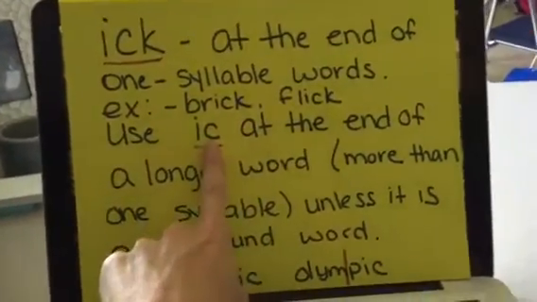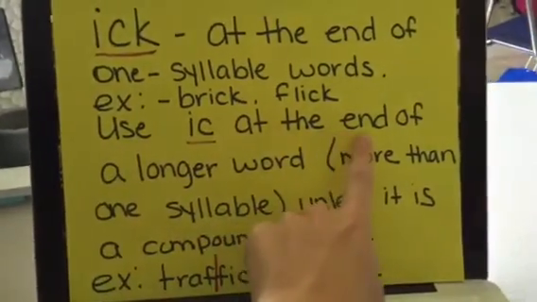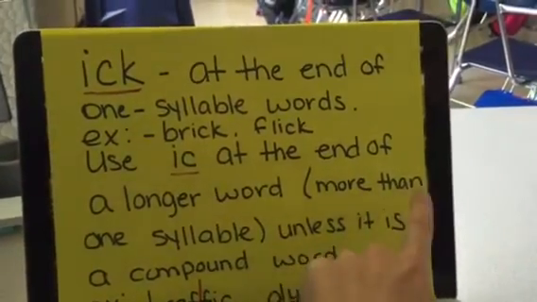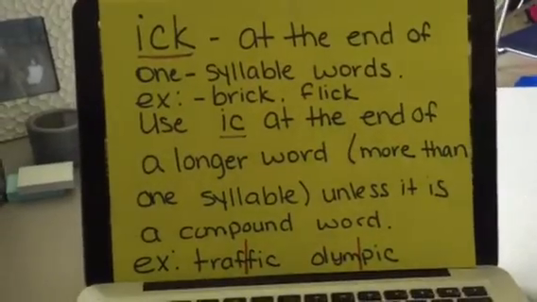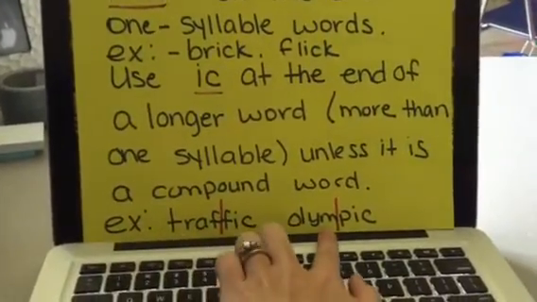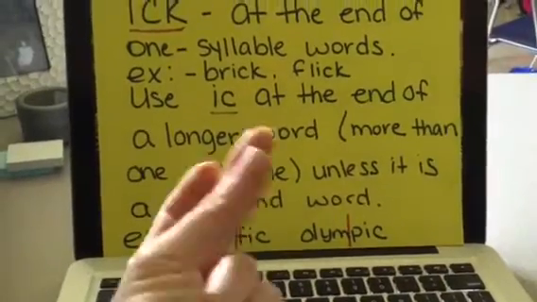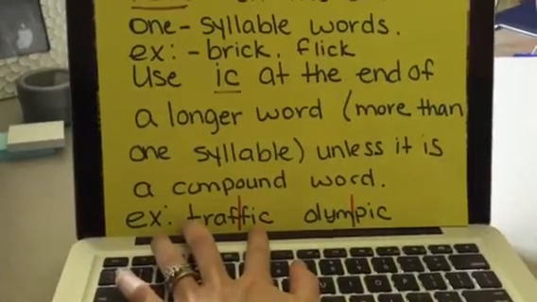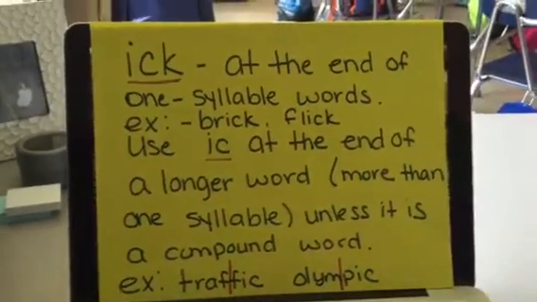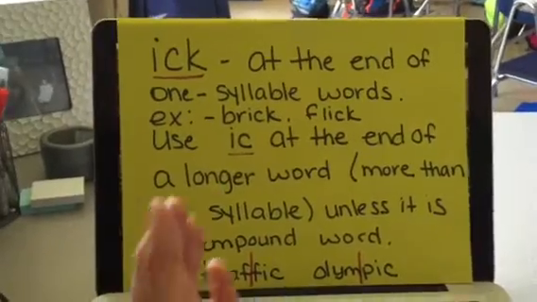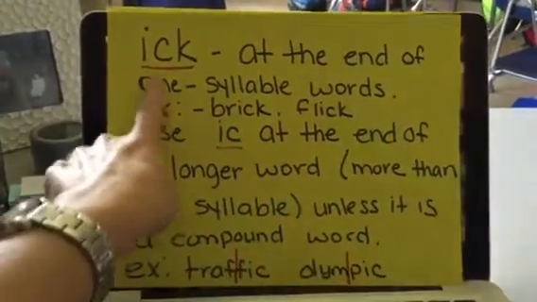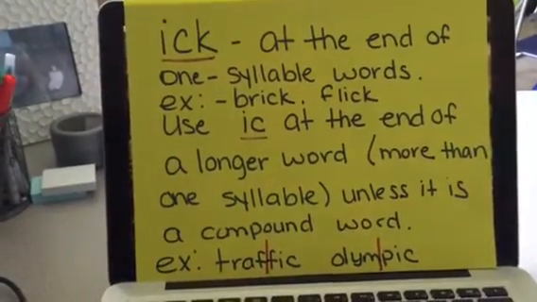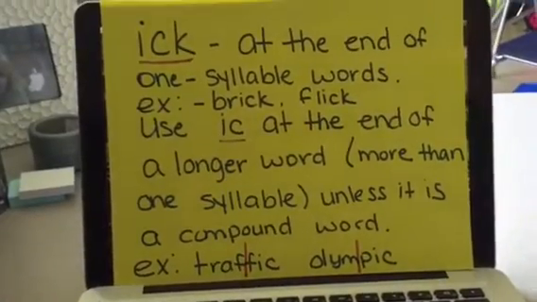I also have this ick rule. I use it at the end of a longer word, when that longer word has more than one syllable. So for instance, the word traffic or Olympic. Traffic, Olympic has more than one syllable. So in that case, I would end the word with I-C. So for those shorter one-syllable words, I spell it with I-C-K. And those longer multi-syllabic words, I use I-C.